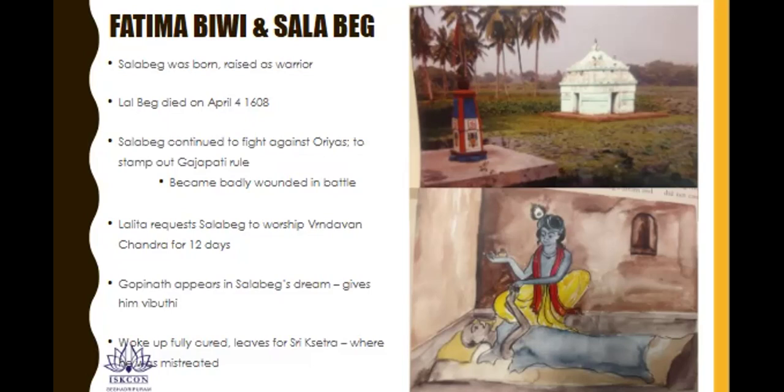After the death of his father, Salabeg took over and fought against the Odia kings, the Gajapatis. He was very powerful, and he was also destroying many temples. In one battle, he became completely wounded. He was so wounded that he had no choice. He was about to die, completely about to die. And then what happened was, there was no choice.